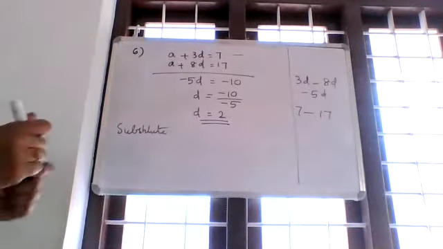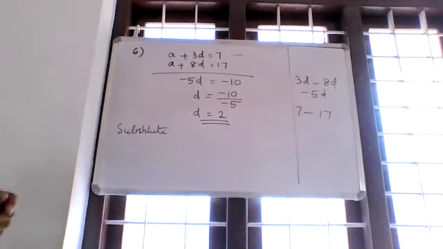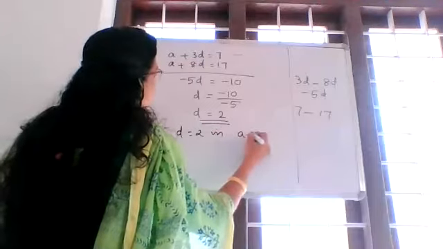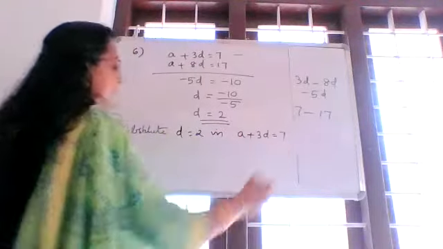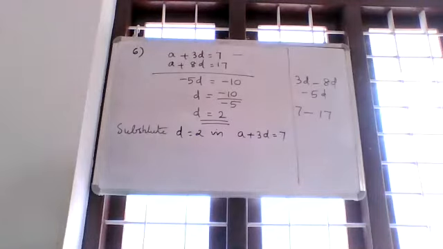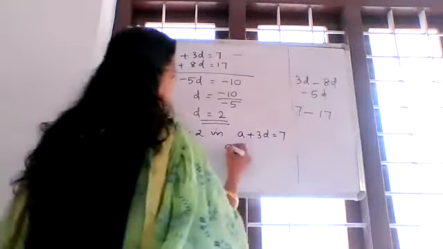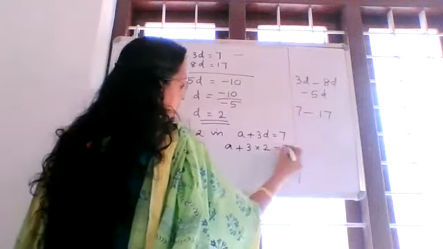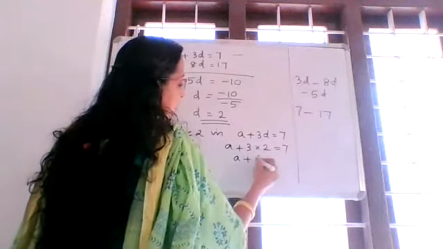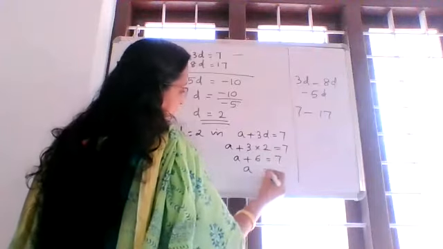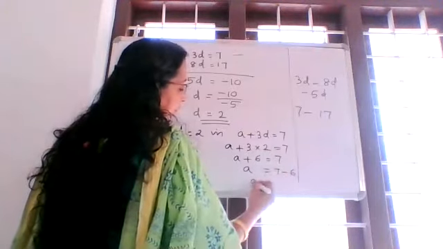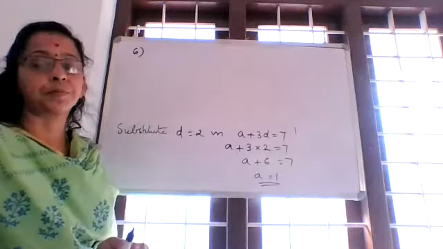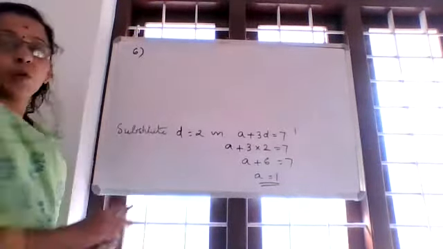d is equal to 2 in equation number 1, in a plus 3d is equal to 7. Now a plus 3 into 2 is equal to 7. a plus 6 is equal to 7. a is equal to 7 minus 6. a is equal to 1.